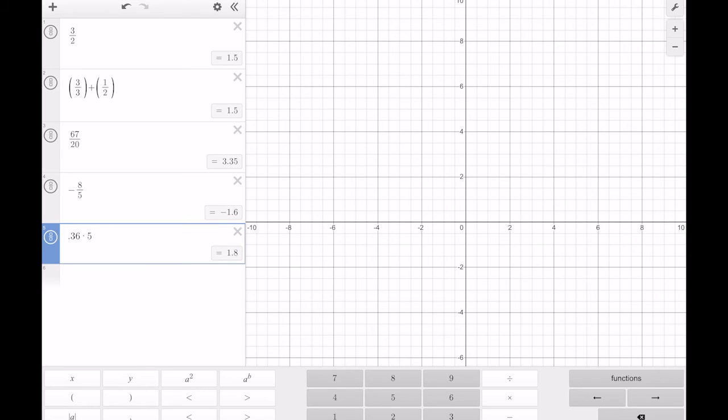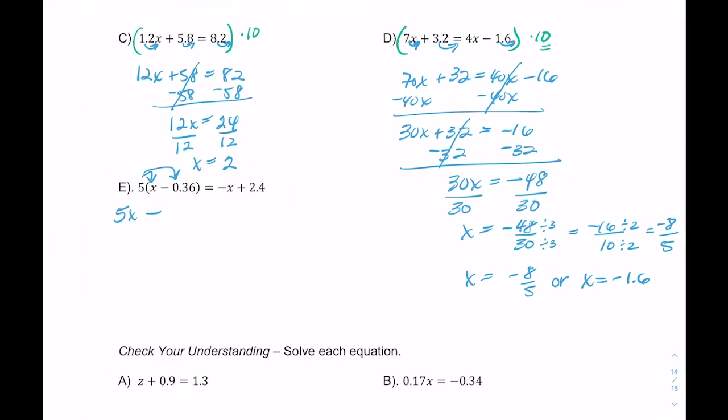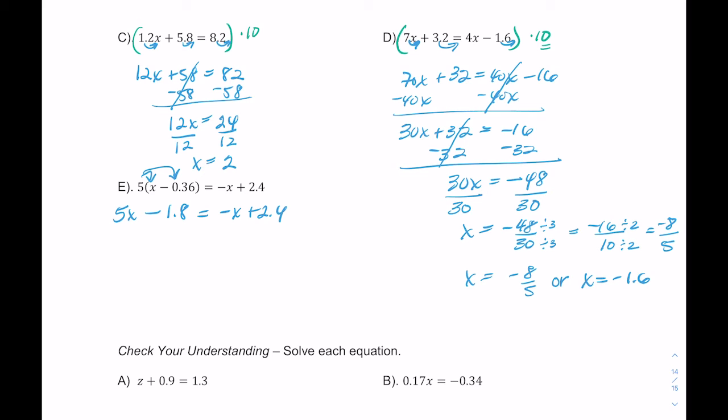So we get 1.8. And it should be negative because you have a positive 5 and a negative 0.36. Positive times negative is negative. And I'm just going to carry everything else down. Okay, so this is very similar to the last problem, except we have decimals there.